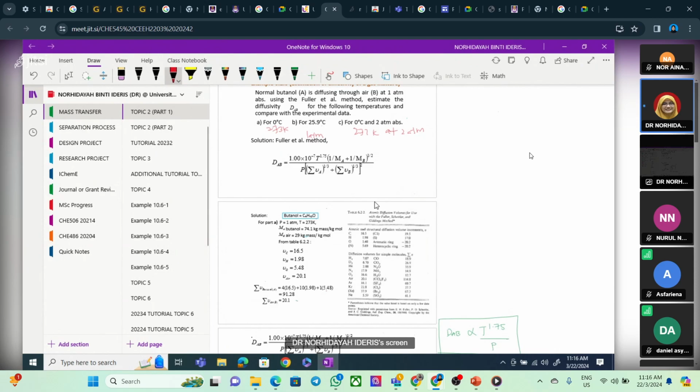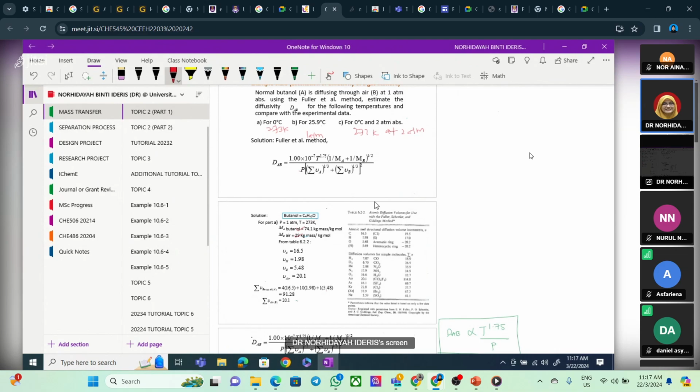So you need to, okay, kalau untuk A maksudnya apa? Maksudnya T 273, P sama dengan 1 atm. MA dengan MB ni adalah molecular weight of, so tengoklah, MA is the molecular weight of butanol, MB is the molecular weight of air. Kan? So untuk T, P dengan capital M here is well known. Okay, we are talking about molecular weight, temperature and pressure. So now you just need to focus on how to calculate this value of VA and VB here.